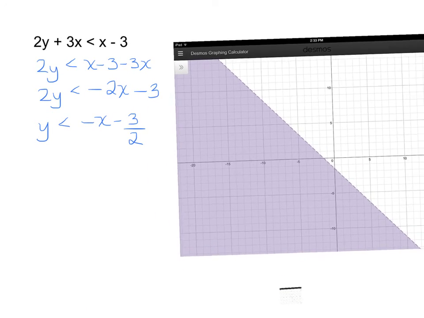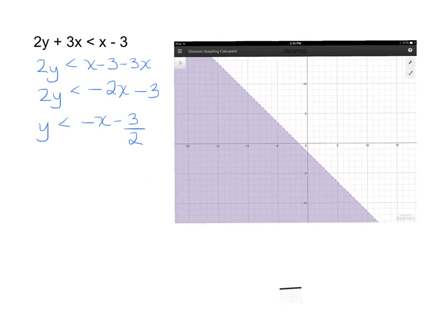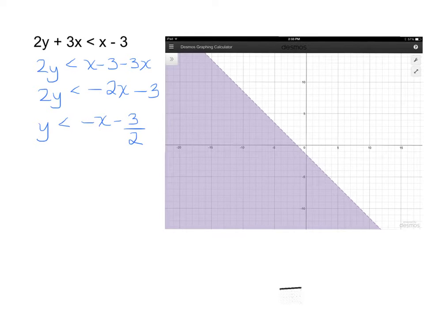So what that means in terms of the solution set, if you were looking for a point that satisfies that inequality, it's any of the points in that purple region. So can somebody give me one point that satisfies that inequality? So an x value and a y value?